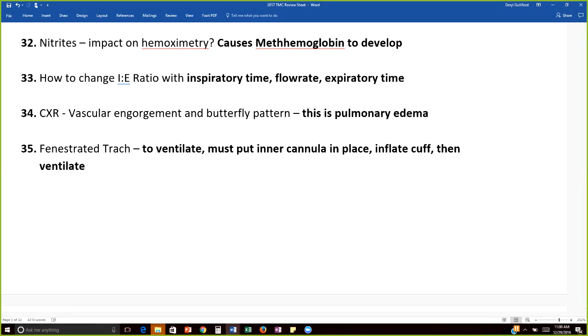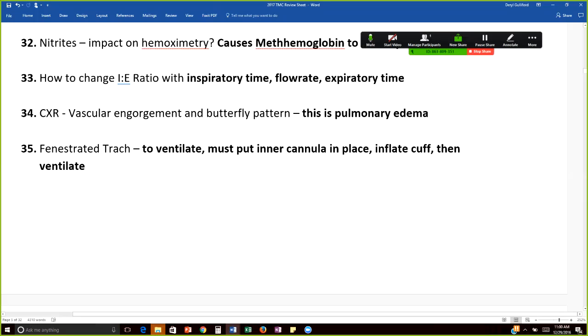Change the IE ratio with inspiratory time, flow rate, expiratory time. The inspiratory time needs to be short enough to give the patient time to exhale. That is a key concept. You might do that by decreasing inspiratory time. You might do it by increasing flow rate. You might do it by increasing expiratory time.